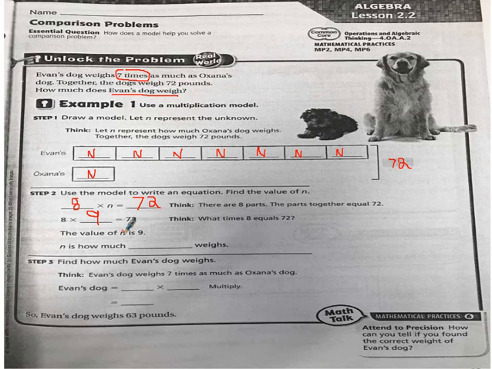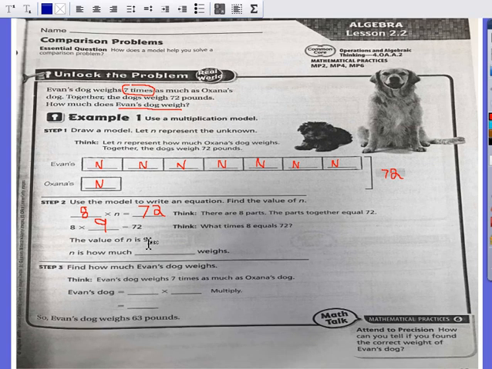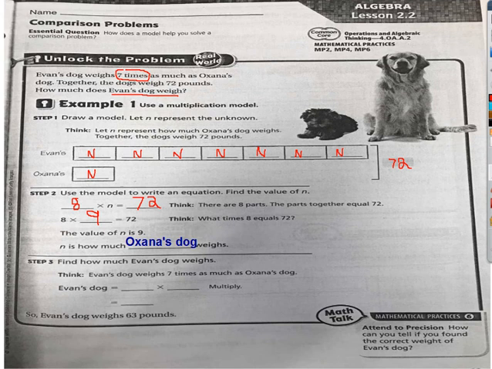So n is how much Oksana's dog weighs. Alright, so we have 7, so this means we have 7 boxes, and we have now found out that within each box there are 9. Okay, there's 9 in each one of these boxes. That means we go 9 times in all these boxes, which there's 8 boxes, so 8 times 9 is 72.